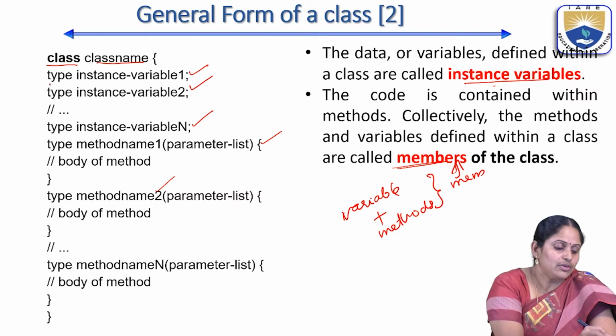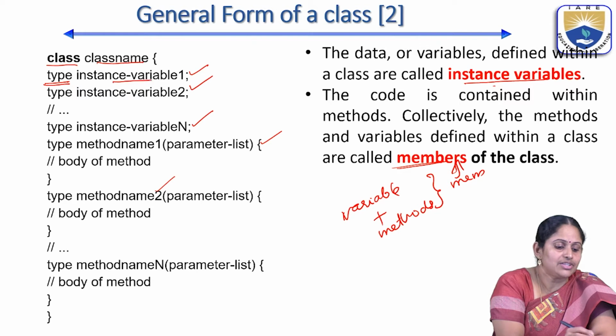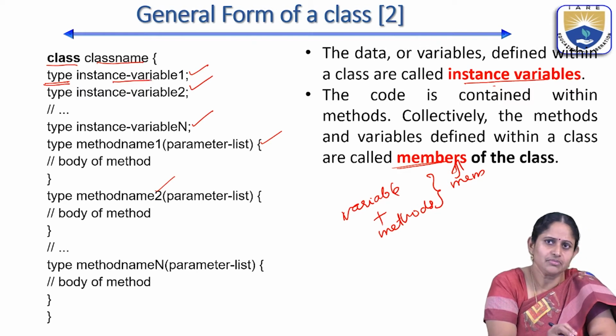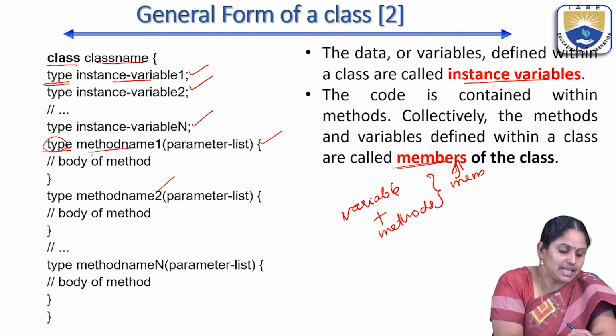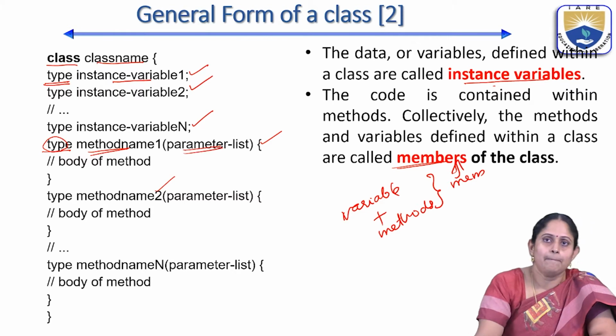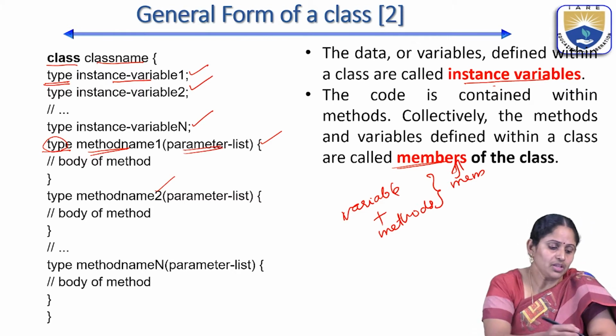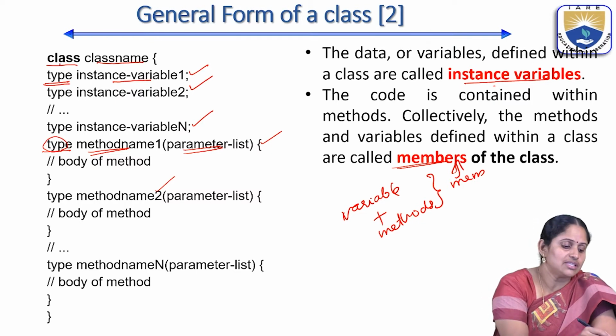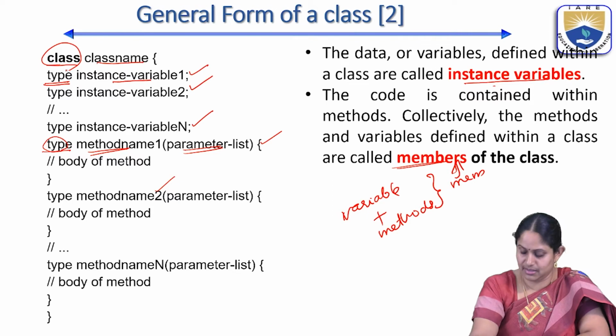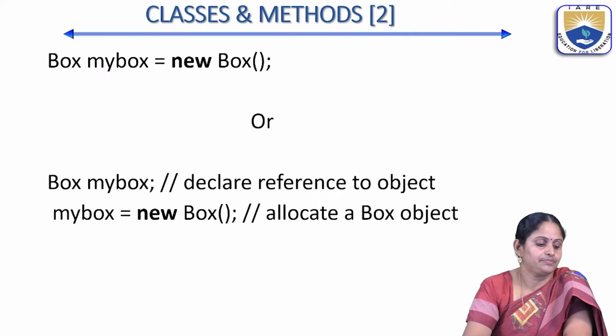When you define a variable, you have to specify the type of that variable, and we should assign a name for it. This is the name of that variable, and this is the type of the variable. Similarly, a method has a return type, then the name of the method, and it can have parameters passed to it. They both together are embedded inside the class, which is declared by the keyword class.